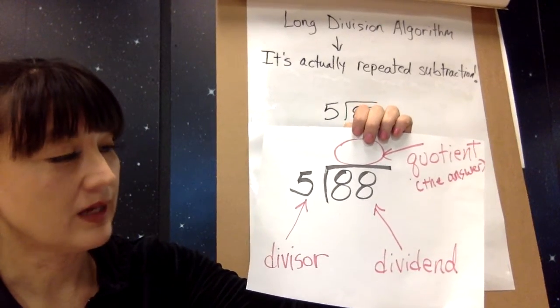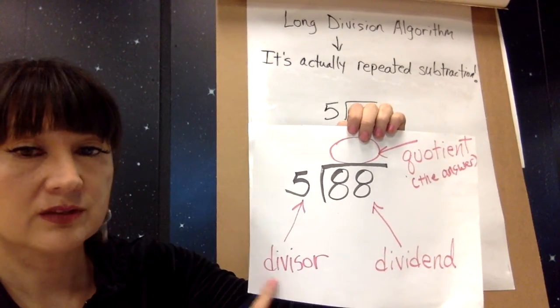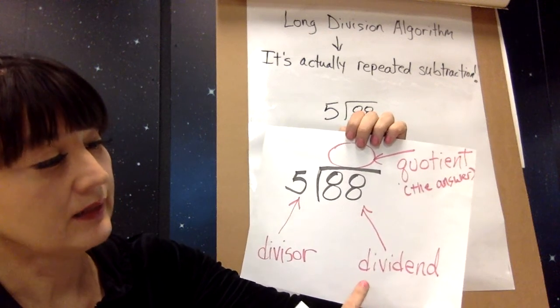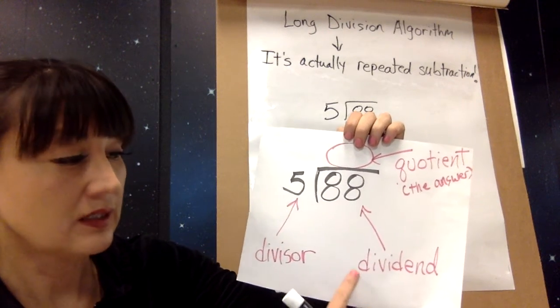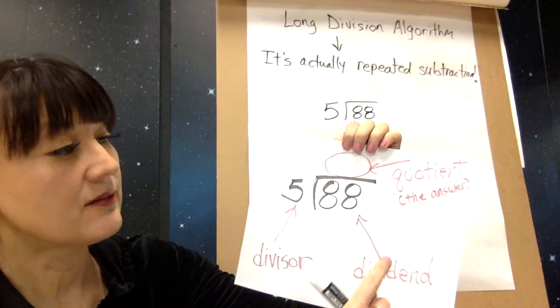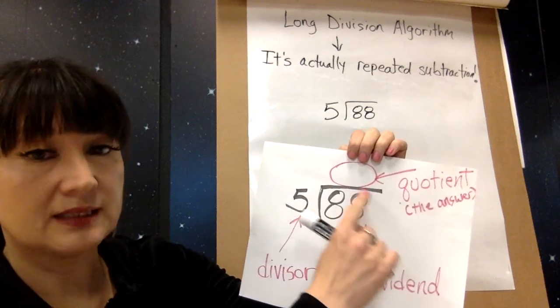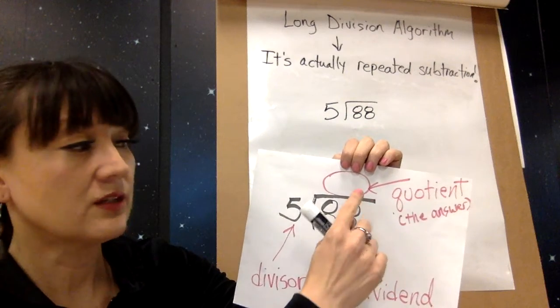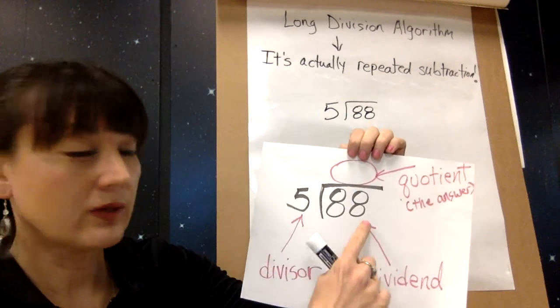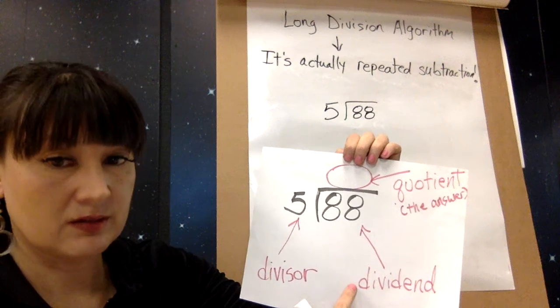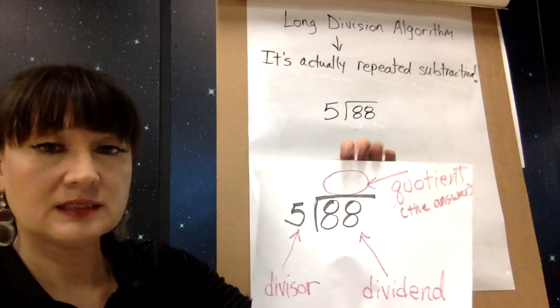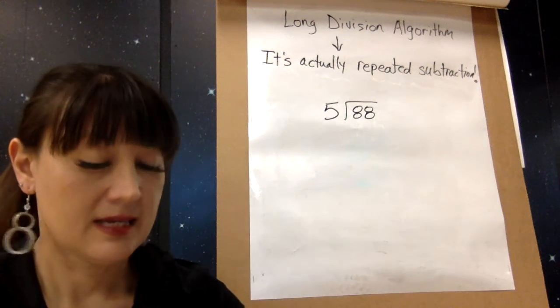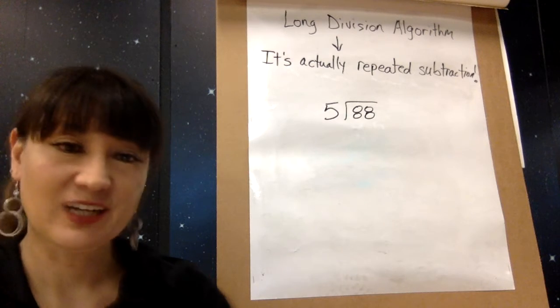So first of all, 5 would be considered the divisor, and the number that you divide up is called the dividend. And finally, the quotient, it's the answer. And I like to call this the quotient bar or the answer bar. And so you write your answers up here, and we're going to do all of our work down here. Okay, and so let's go ahead and do it.